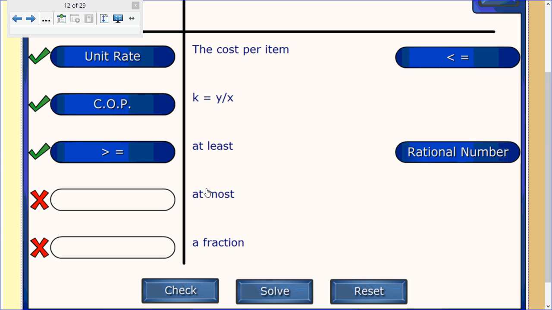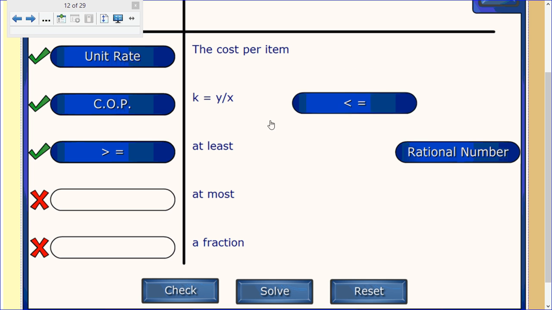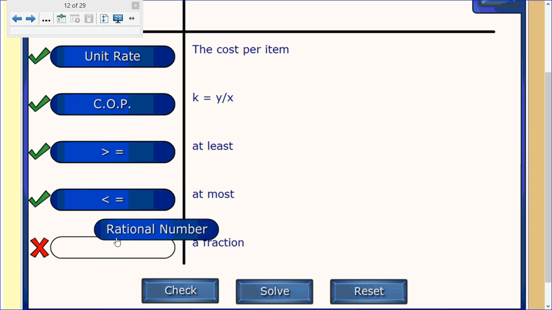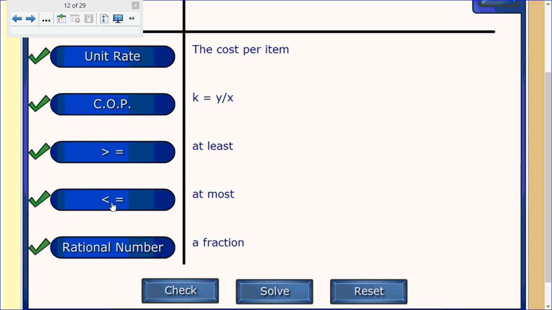So we have two more. At most means the opposite. If I wanted to get at most $5 for lunch, the most I could take out of my piggy bank would be $5. I could take $5 or I can take less than $5. And our last number is a fraction, which is a rational number, which we just mentioned a minute ago. So here's some good vocabulary. Make sure you study them.